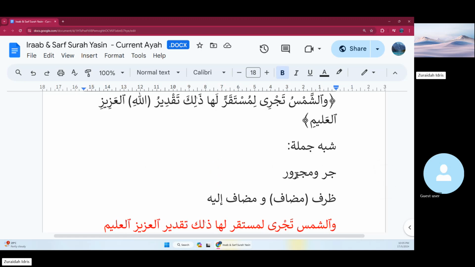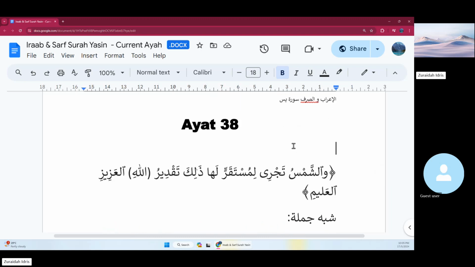You can have shibhu jumlah or jumlah after a ma'rifah word. Then it will have a different role. If it's a ma'rifah word, it will be a different role. We would call that hal, because it's actually describing something definite. But here, this will be the sifah. Yes, this is the sifah.